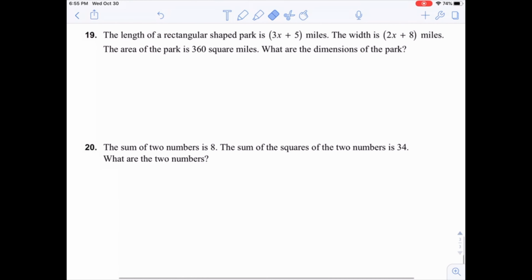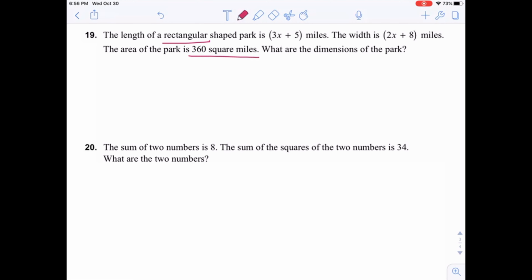So we're going to look at question number 19. This question can be a little bit more challenging as it has a little bit more abstract information you have to identify. So the length of a rectangular shaped park is 3x plus 5 miles, and the width is 2x plus 8 miles. The total area of the park is 360 square miles. What are the dimensions of the park?